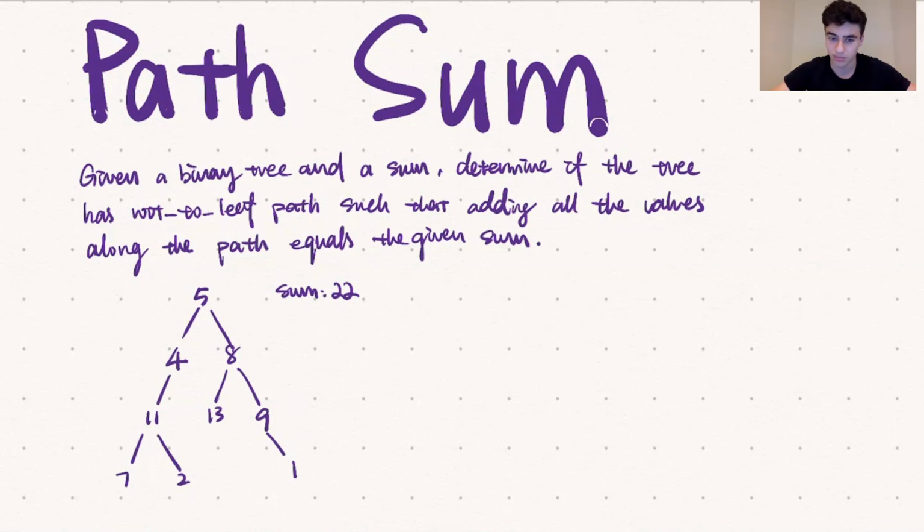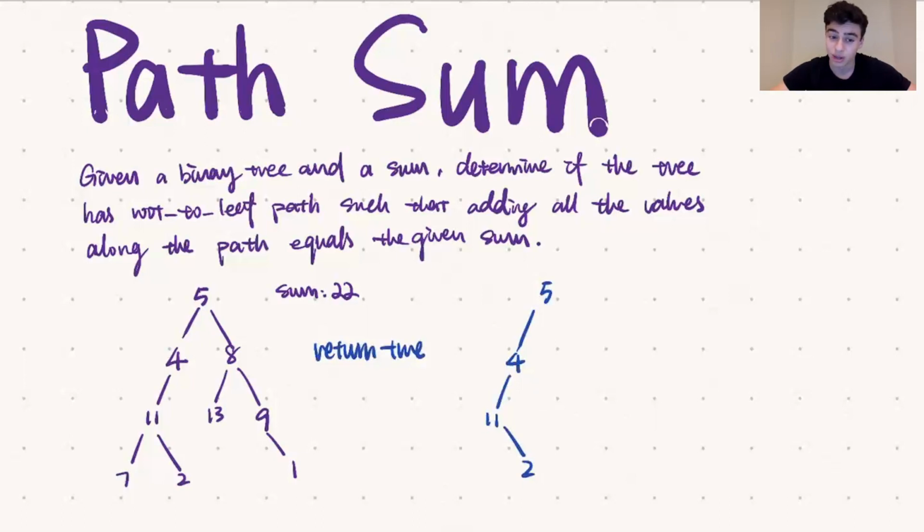to a given integer. Looking at the example on the left side of the screen, we notice that this tree should return true because there is a root to leaf path that equals 22. That path, as we can see, is 5, 4, 11, 2. The sum of 5, 4, 11, 2 is 5 plus 4 is 9, plus 11 is 20, plus 2 is 22, so we're going to return true.